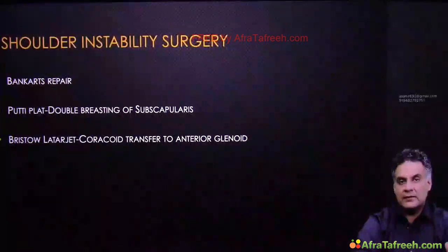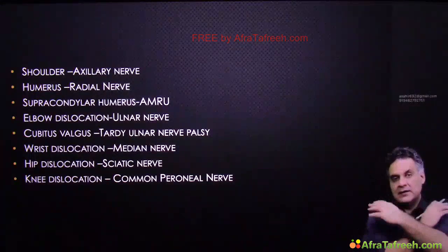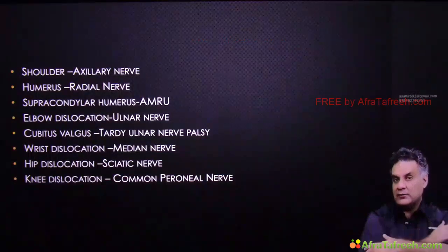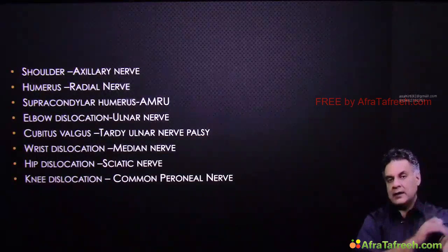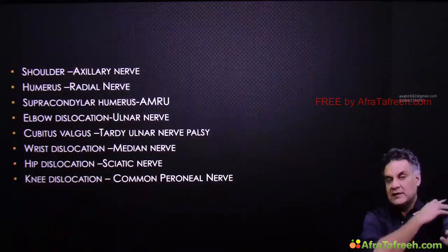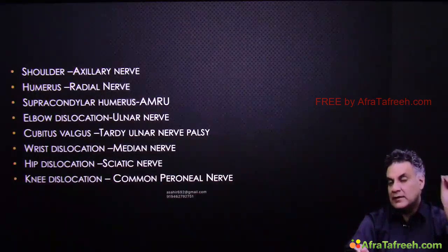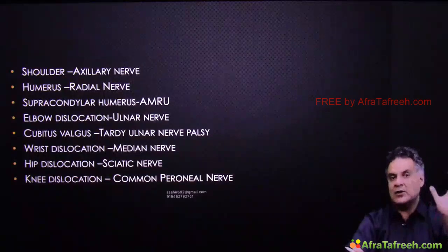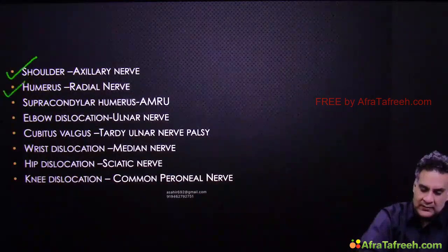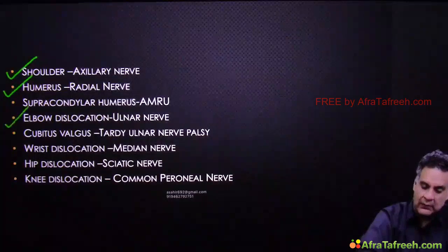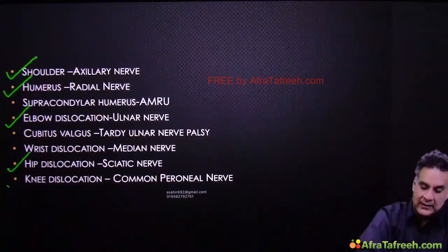You know, trauma will involve the nerves. Let's have a look at what nerves are involved. 4 classical: around shoulder, axillary; around humerus, radial; around the medial epicondyle, ulnar; around the head of radius, posterior interosseous nerve. These are 4 classical in upper limb. In the lower limb, around the hip, sciatic nerve; around the knee, specifically neck of fibula, common peroneal nerve causing a foot drop. So shoulder, axillary; humerus, radial nerve; around the elbow, ulnar nerve; and then when you look at more, hip dislocation, sciatic; knee, common peroneal.